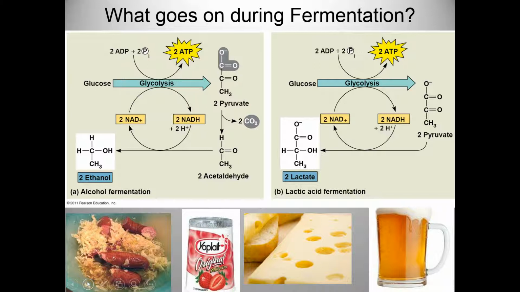Alright, so looking at fermentation. You have alcohol fermentation and you have lactic acid fermentation. We're going to look at each of these two processes by themselves. Alcohol fermentation is going to occur in yeast. Lactic acid fermentation is going to occur in, for instance, muscle cells.